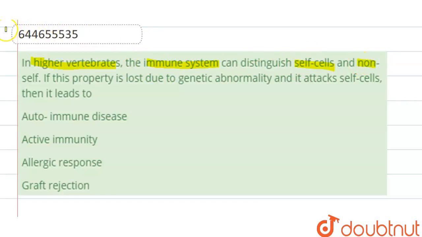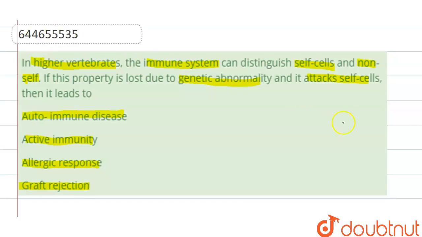Hello students, the question says, in higher vertebrates, the immune system can distinguish self cells and non-self cells. If this property is lost due to genetic abnormality and it attacks self cells, then it leads to, okay? Given options are autoimmune disease, active immunity, allergic response, or graft rejection.